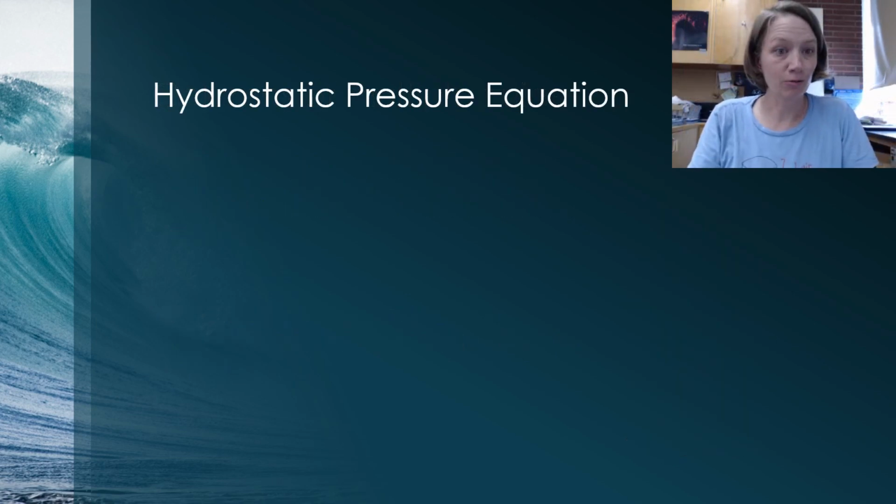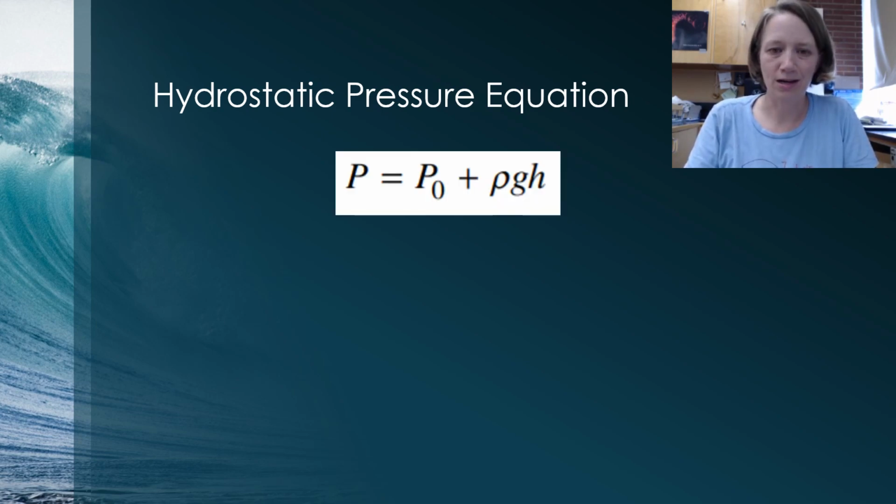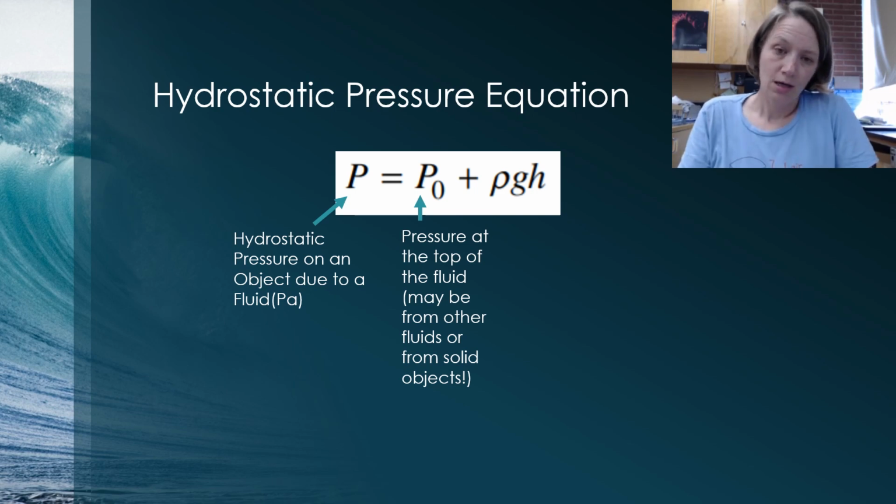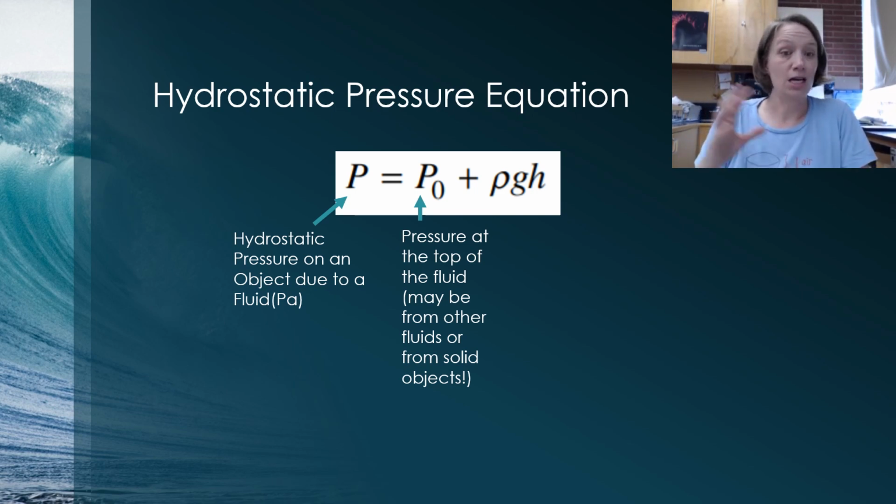All right, we're finally ready to see our hydrostatic pressure equation and see if it matches up with all of the relationships and predictions that we've made. So on your equation sheet, you'll see P equals P naught plus rho GH. And in this equation, that P is the hydrostatic pressure that we've just been talking about due to a fluid that is around us, and it's measured in pascals. So hydrostatic pressure equals P naught. That little 0 kind of means initial or at the start. In this case, it's referring to the pressure at the top of the fluid.